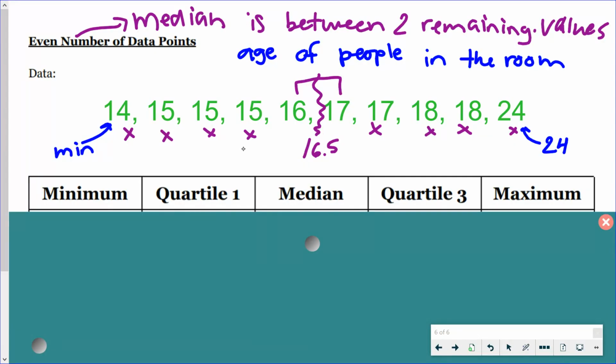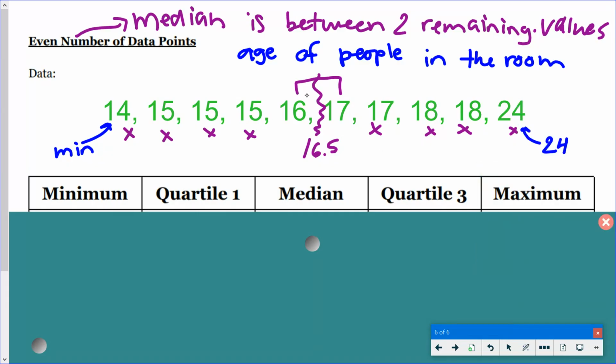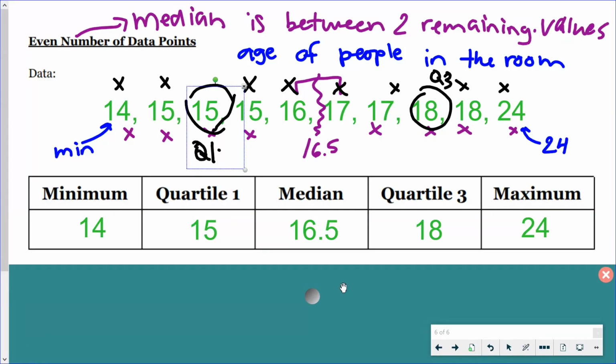Okay. And then I'm going to find my lower quartile. So again, I'm going to do that same process of crossing them off. This time I don't have a median to worry about, but I am going to include that 16 in the process. So 16 and 14 get crossed off, the 15s get crossed off, and I'm left with 15 for my Q1. Same process over here. 17 gets included in the process. So I get a Q3 of 18. And you will see that matches with the data.